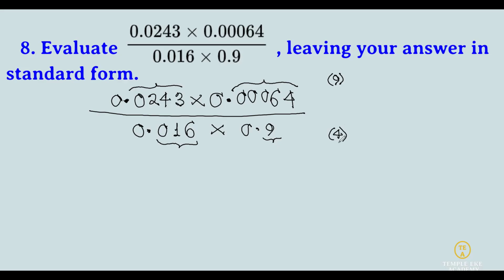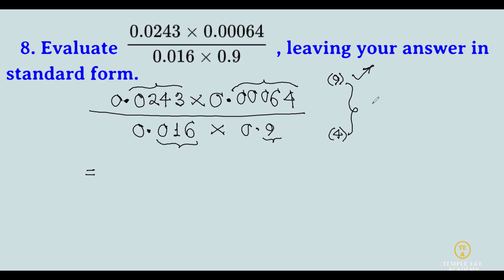Beautiful. Now we have a total of 9 digits after the decimal point in the numerator. A total of 4 digits after the decimal point in the denominator. The question to answer is, where do we have the greatest value? Of course, 9 is greater than 4. By what difference? What is the difference?